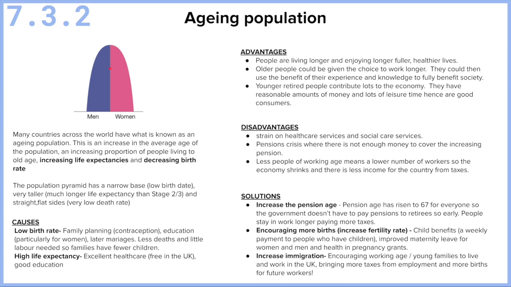So many countries across the world have what is known as an aging population. An increase in the average age of the population and an increasing proportion of people living in old age because of that increased life expectancy and a decreased death rate. So we've got a narrow base, low birth rate, very tall, representing a high life expectancy, and very flat sides, which means that there's nobody really dying earlier on.